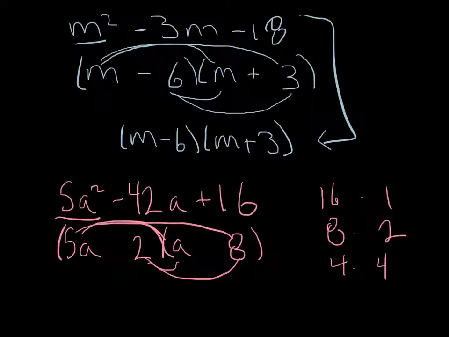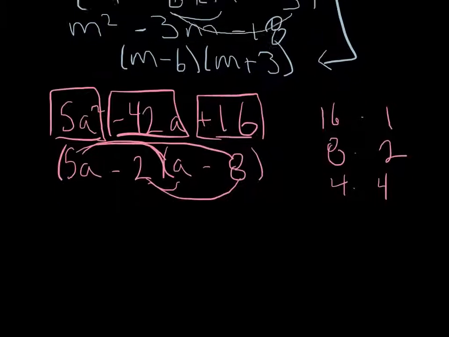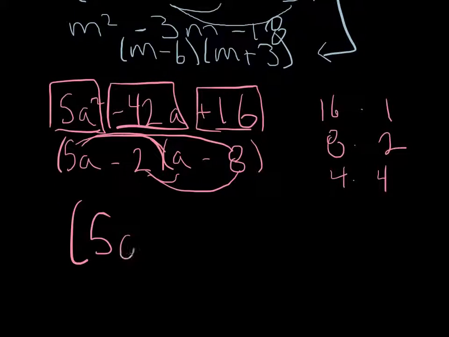And we need to add them to negative numbers, so if I make both of these negative, this is still going to be positive because negative times a negative is positive. And then when we check it, 5a times a is 5a squared, and then negative 2 times negative 8 is positive 16. And then 5a times 8 is 40a, negative 40a. That doesn't look like fun. And negative 2 times a is negative 2a, so negative 40a plus negative 2a is negative 42a. So the answer is 5a minus 2 times a minus 8.